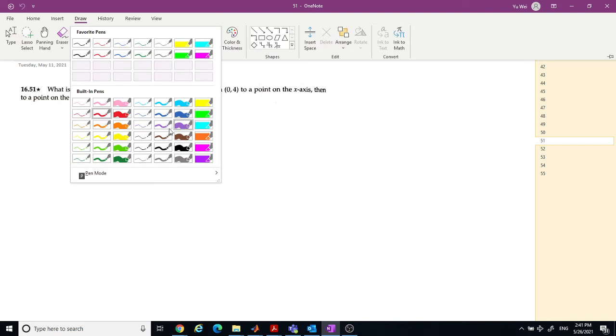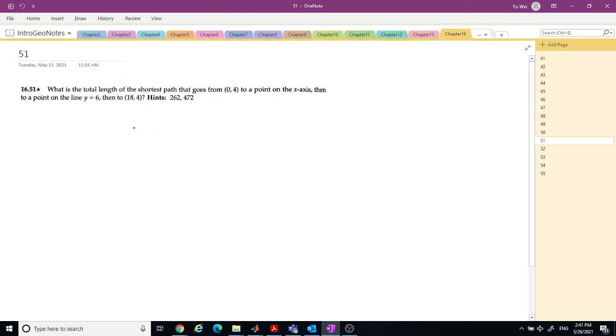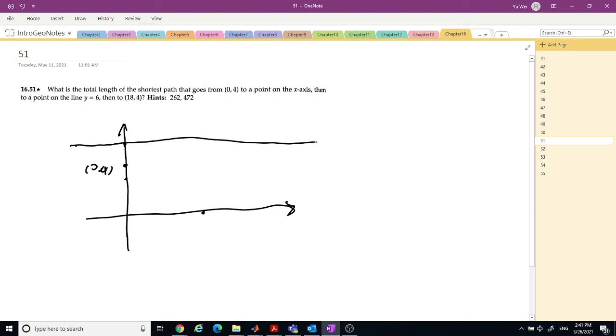Next. What is the total length of the shortest path going from (0, 4) to a point on the x-axis, then to a point on y equals 6, and then to 18, 4?